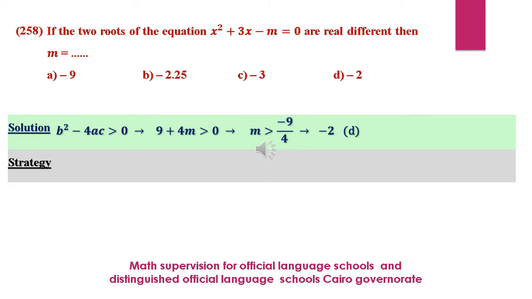Greater than 0. So positive 9 goes to the other side to be negative 9, over 4. m is greater than negative 9 over 4, which, from the given options, is negative 2.